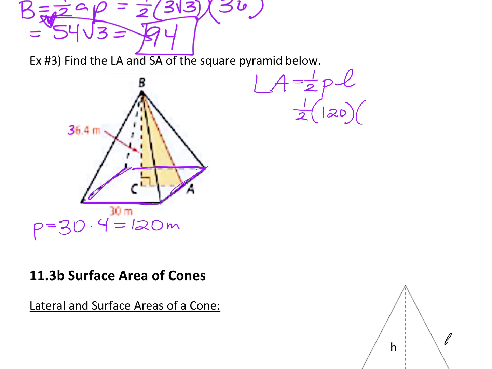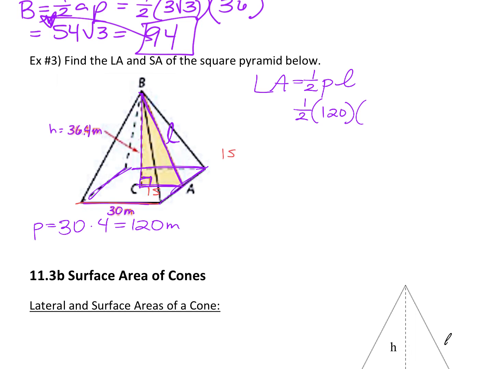Okay? So this is 1/2 times 120 times whatever L is. This was 36.4, by the way. This is 30. Nope, that's not L, because this one's perpendicular down the middle. So what is that? That's the height, your H. Okay? We don't want H. No, Pythagorean theorem. We want this L, right? And if you look, that yellow triangle, we know 2 of the sides. What is AC? It's going to be 15. It's going to be half of this side.